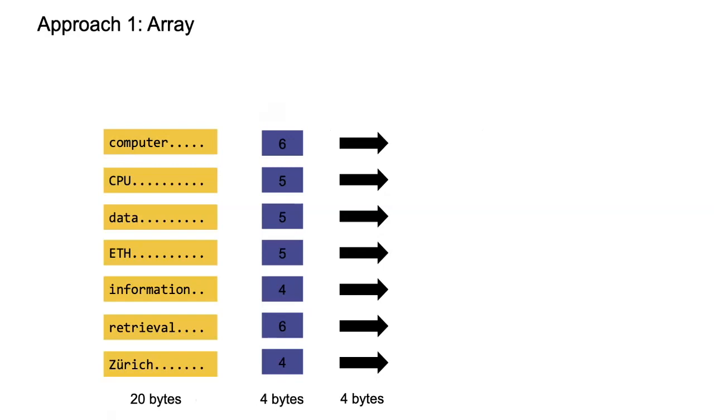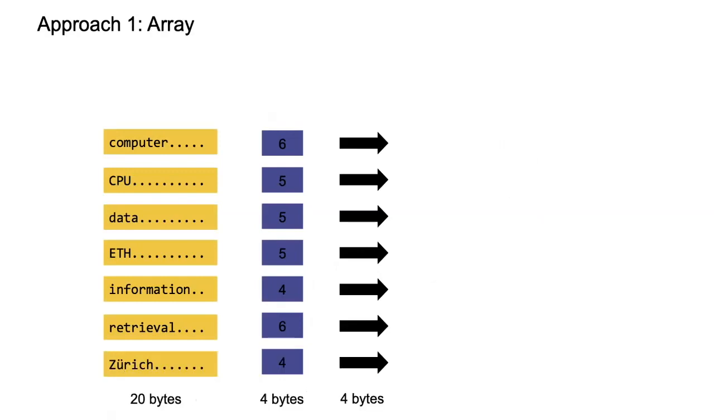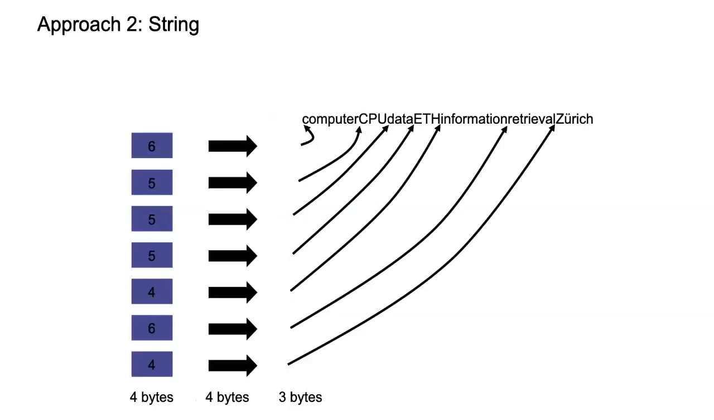So every single term might take 20 bytes. Let's assume we cap at 20 bytes, 20 characters. Then I have my document frequency, which takes 4 bytes. And then I have 4 bytes for the pointer to the postings list, or for where it is. Well, we have a first problem with that: if we have long words like supercalifragilisticexpialidocious, then that doesn't fit. That's the first limitation. But let's still assume 24 and 4.